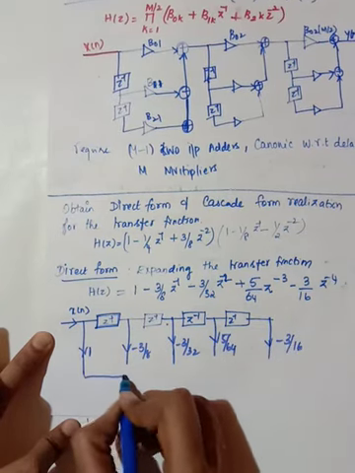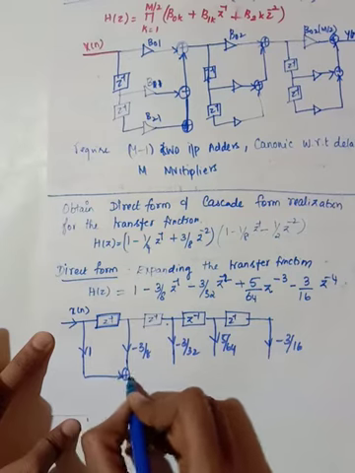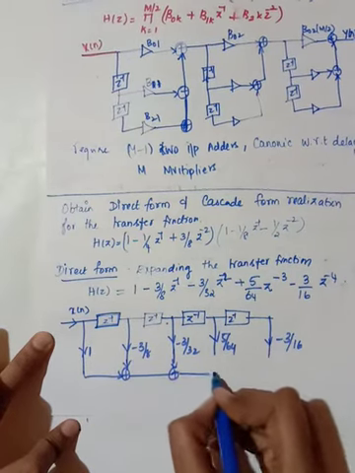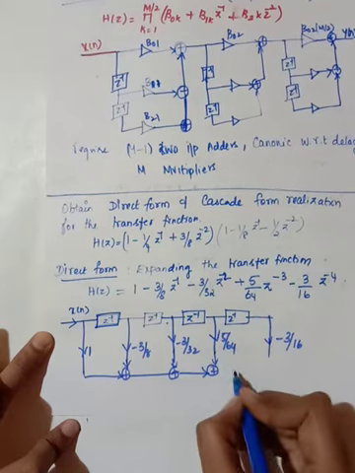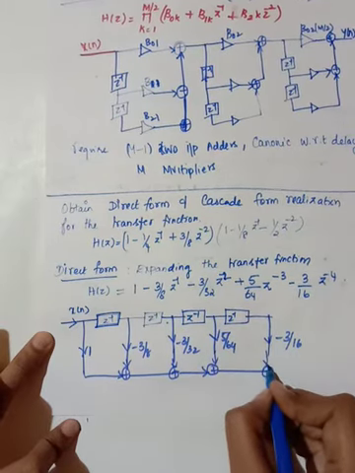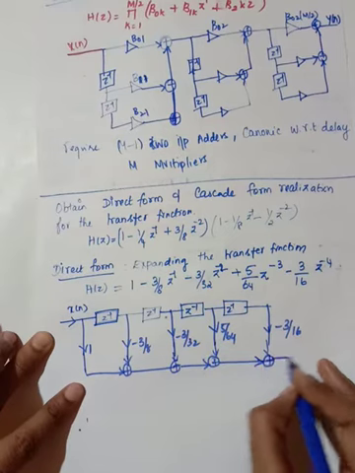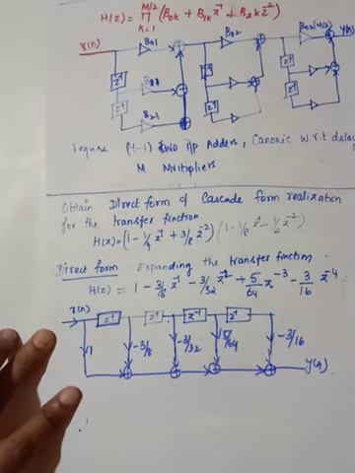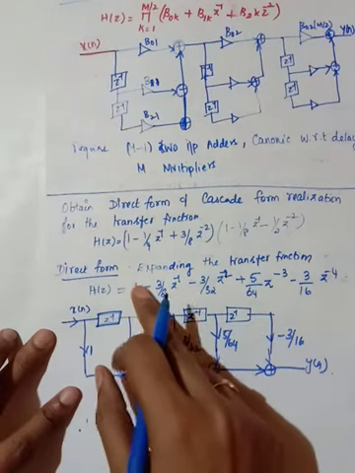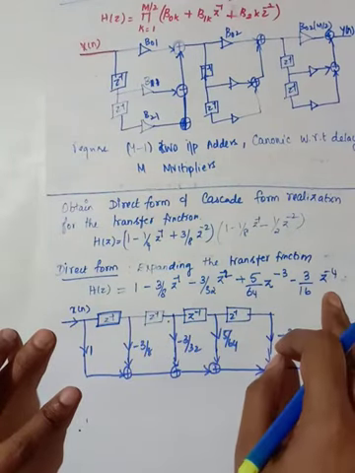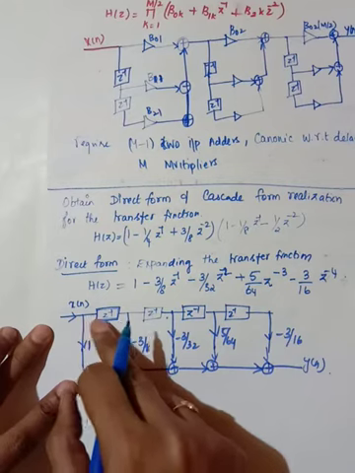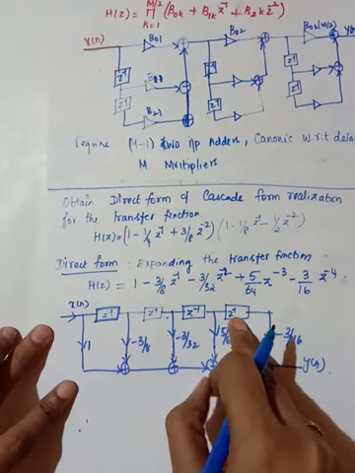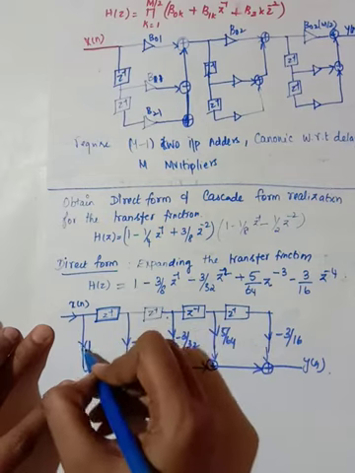Now we need to perform an addition operation, so I am going to put an adder here, an adder here, and also an adder here. Finally this is your y of n. So like this you need to realize. First you need to consider how many delay elements are required, and draw that number of delay elements. Then the first coefficient, here it is 1.